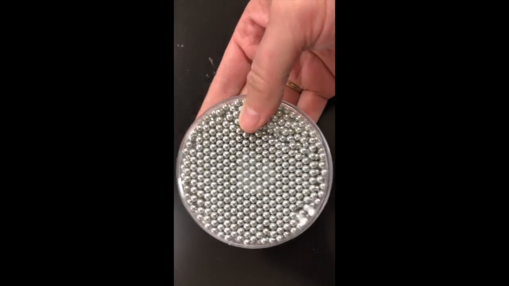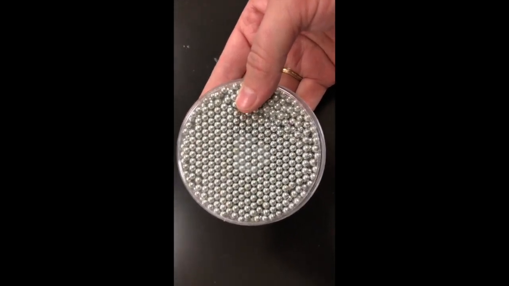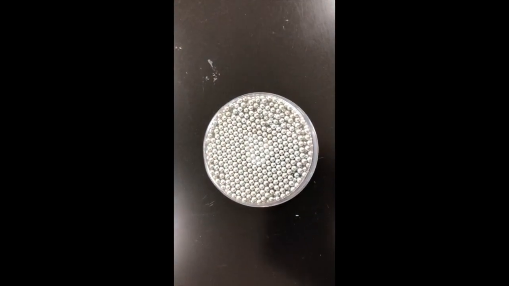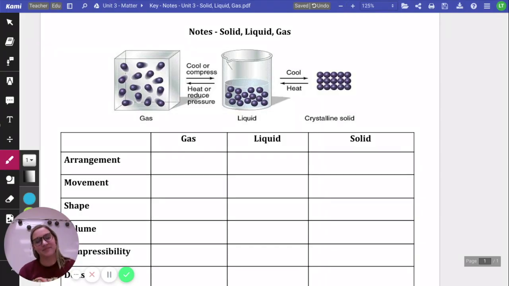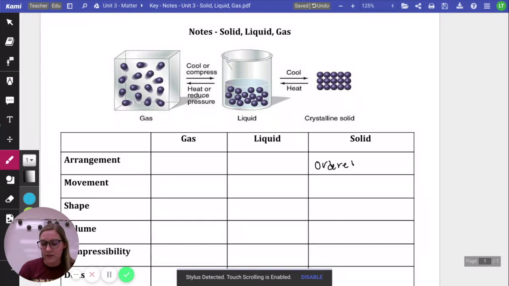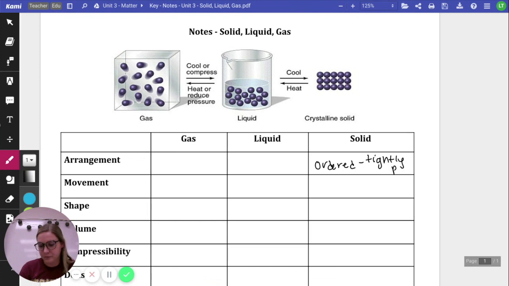And they really can't move very much. So the solid particles just kind of are tightly packed and they vibrate in place or move in place a little bit. So as you saw in the video, solids are super highly ordered, or we could say very tightly packed. And since they're so tightly packed, they are super close together, so they can only vibrate in place. The molecules are still moving, but they can't slide past each other or anything like that.